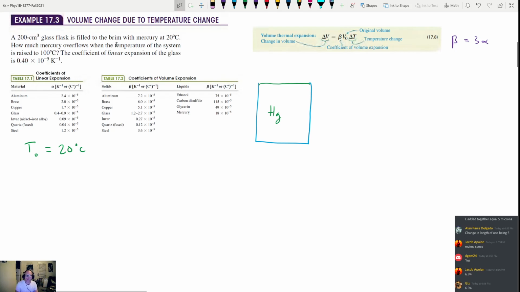Alright, so volume change due to a temperature change. How much mercury overflows when the temperature of the system is raised to 100 degrees Celsius?